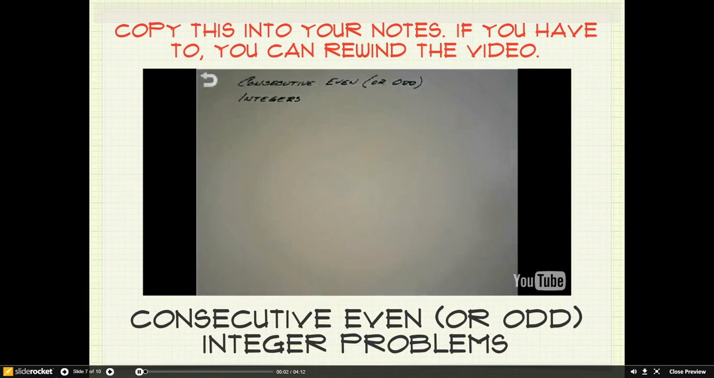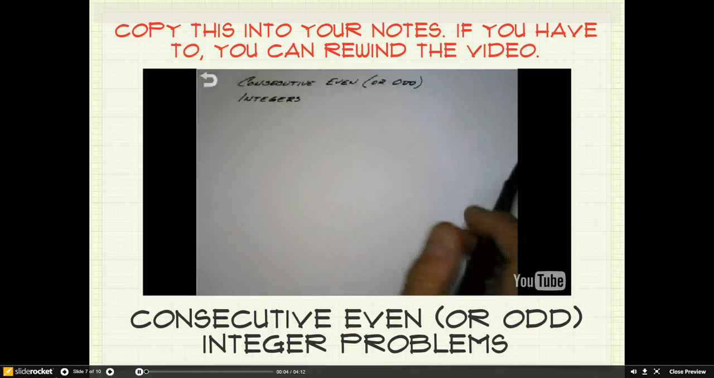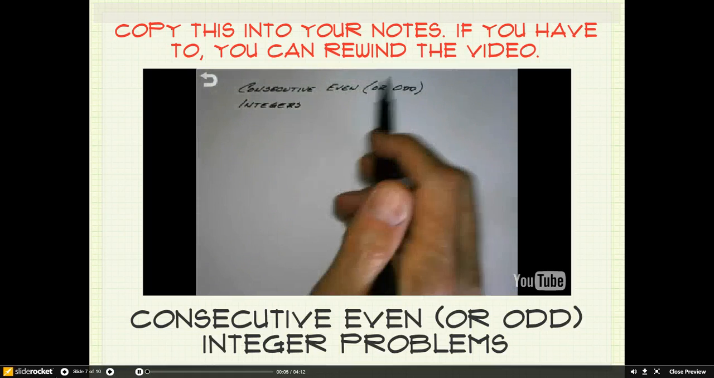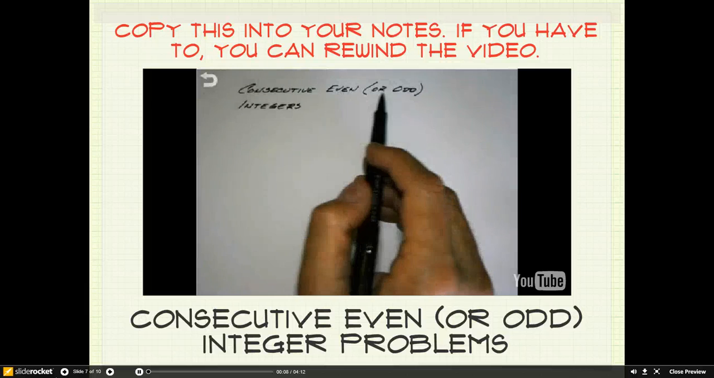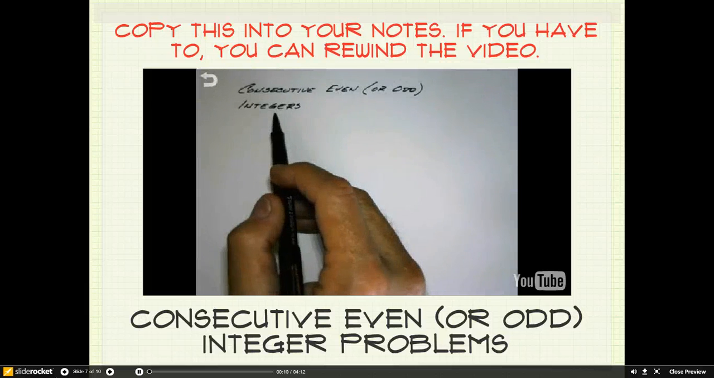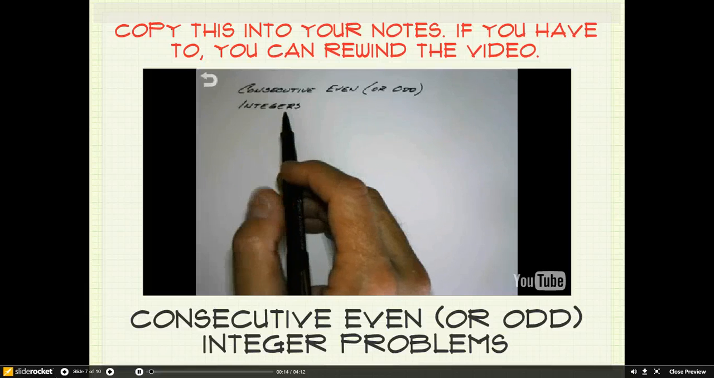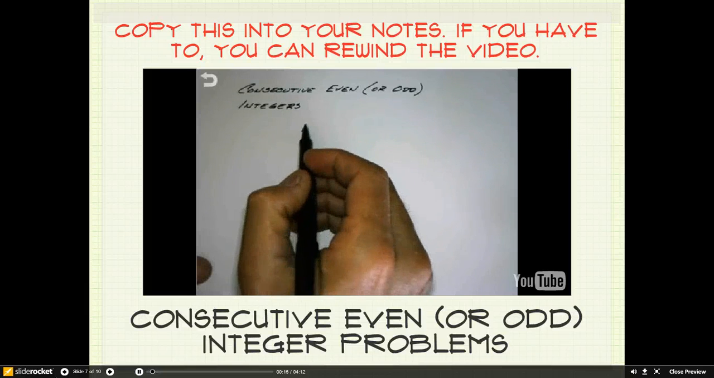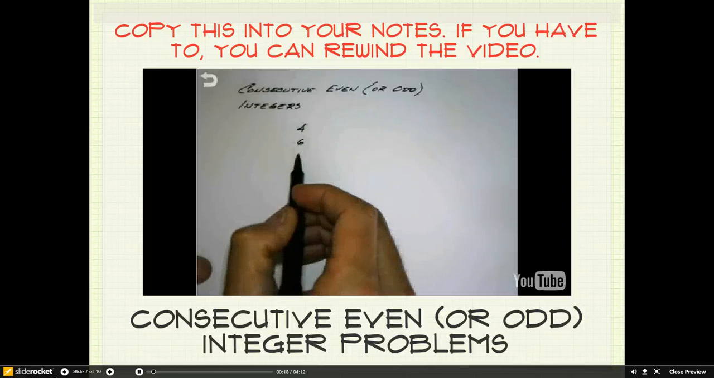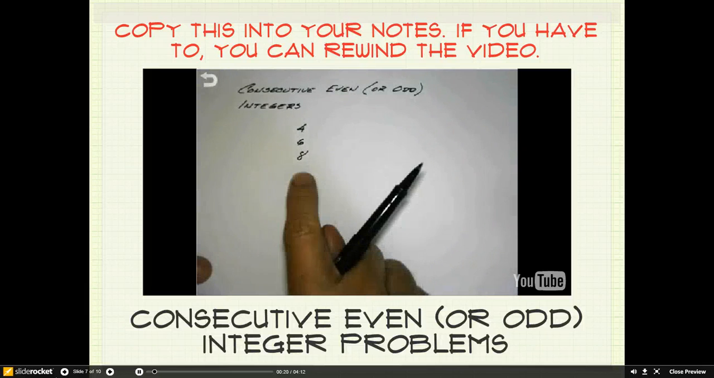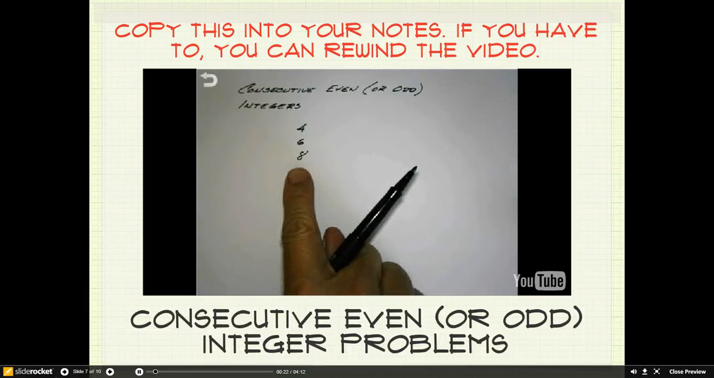All right, here's another look at consecutive integer problems. This time it's a little different because we're going to talk about consecutive even or odd integers. So let's think of 2 or 3 consecutive even numbers. Let's go with 4, 6, and 8. Now notice that these are consecutive, but they're not one after another. They're even numbers. So 4, and then the next even number is 6, and then the next even number is 8.